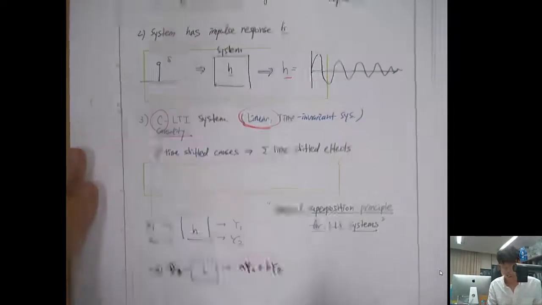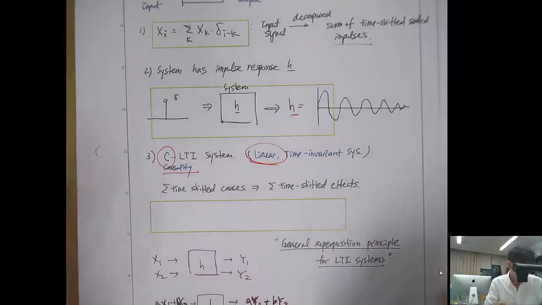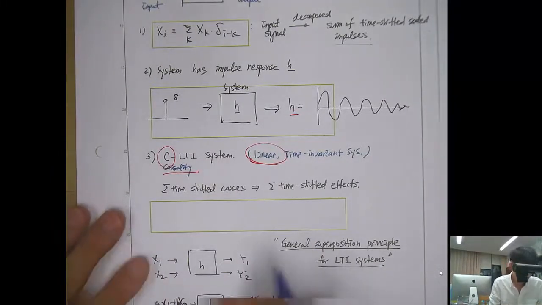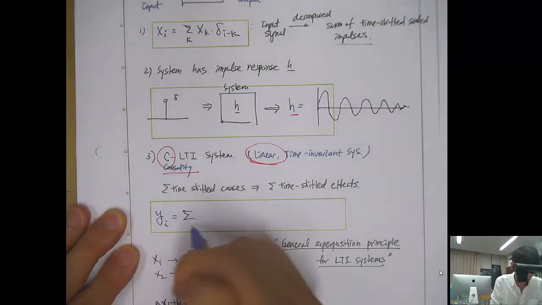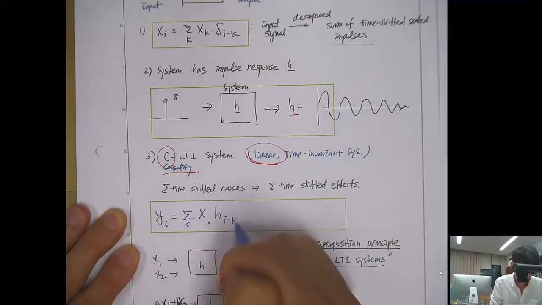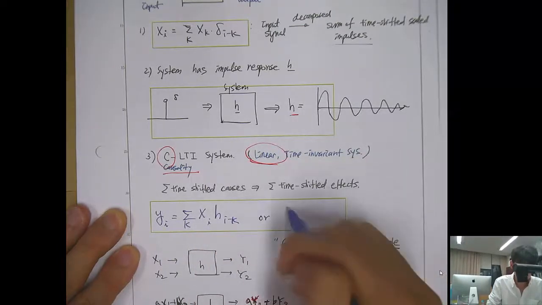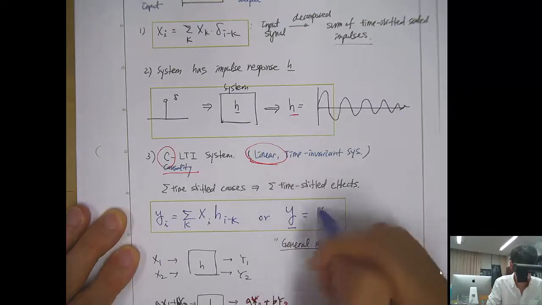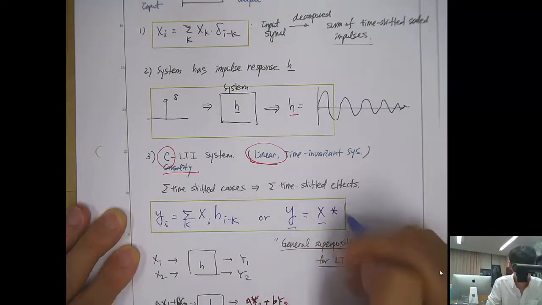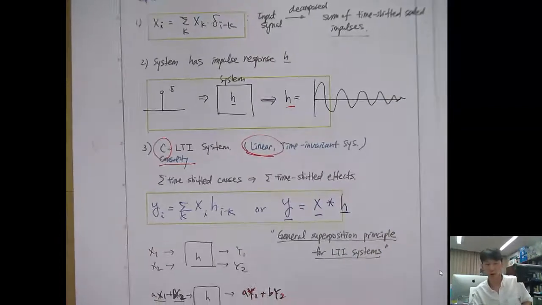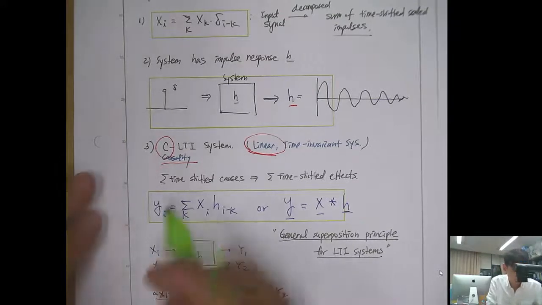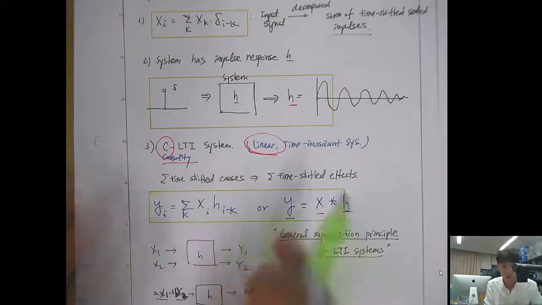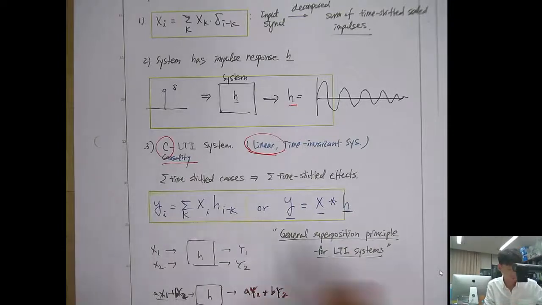So then, we can express this convolution mathematically. y[i] is the sum over k of x[k] h[i minus k]. Or in matrix form, y is x multiplied by h. Okay. So this is what convolution is.